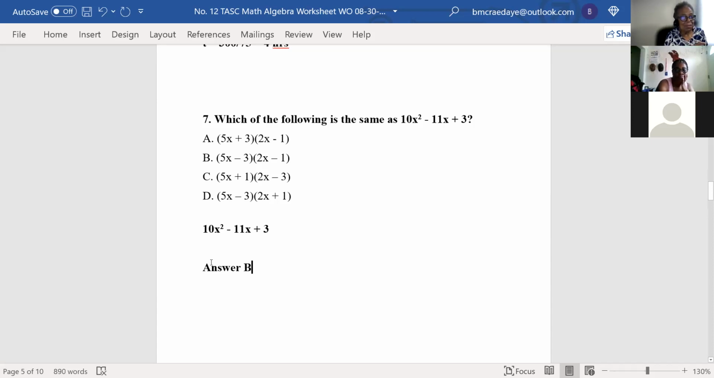That's how you can do your factoring. Remember, your numbers must multiply to give you the constant, which here is a +3. So all of the other ones, A, C, and D, when you multiply the constants, you get a -3. So you can eliminate those, right? The only one that gives you a +3 is a -3 times a -1. Because remember, in multiplication, like signs multiply to give you positive. Minus times minus gives you plus, plus times plus gives you plus. So the answer is B.